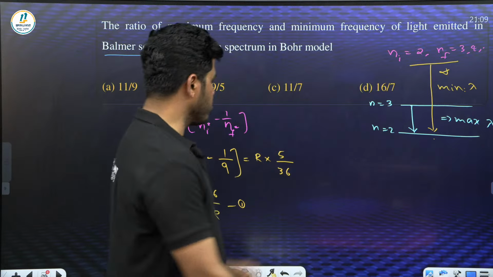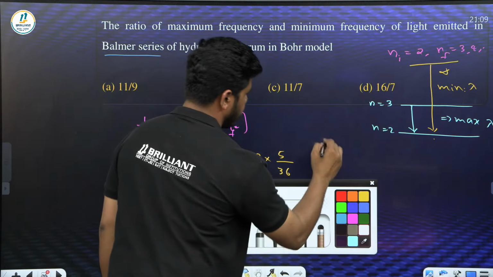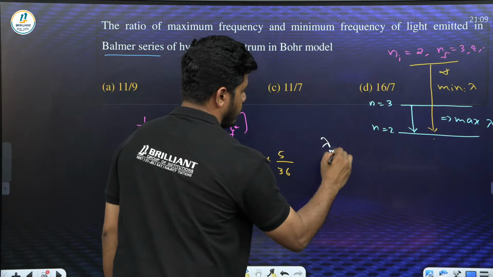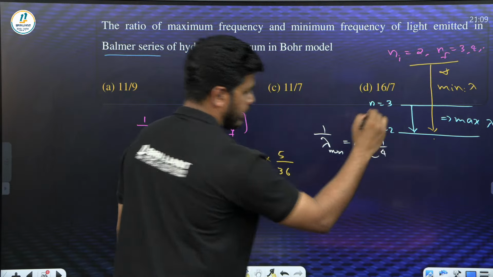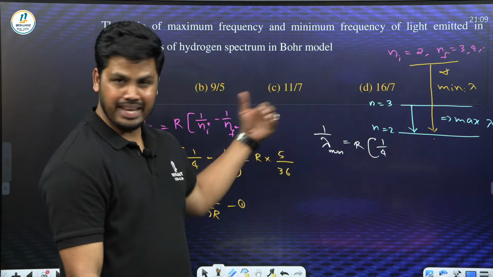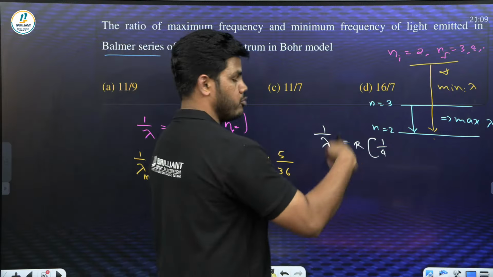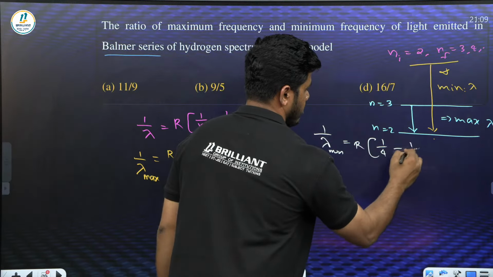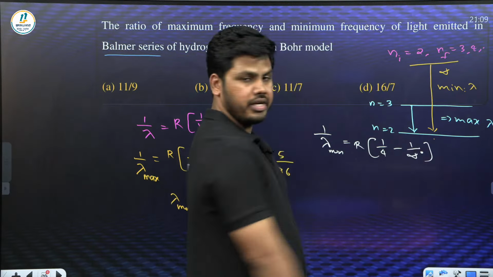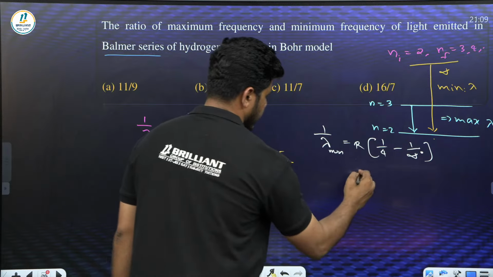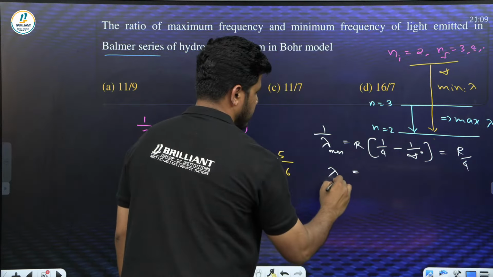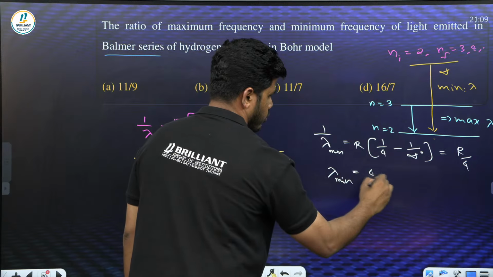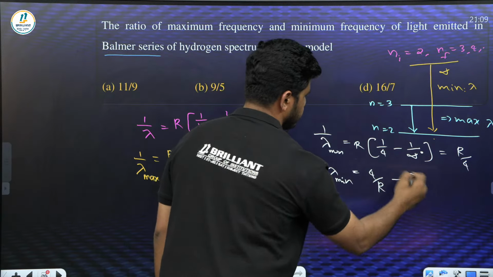Yes. So now what about minimum wavelength? For minimum wavelength, 1 by lambda minimum is going to be R into 1 by 4 again, because it is Balmer series. 1 by Ni square is always 2 square, which is 4, minus 1 by infinity square, which is 0, right? So we get R divided by 4, and what is lambda minimum? Take the reciprocal, it is 4 by R, equation number 2.